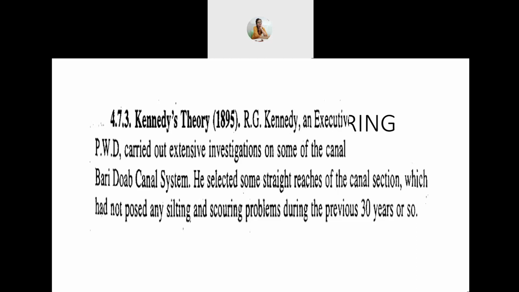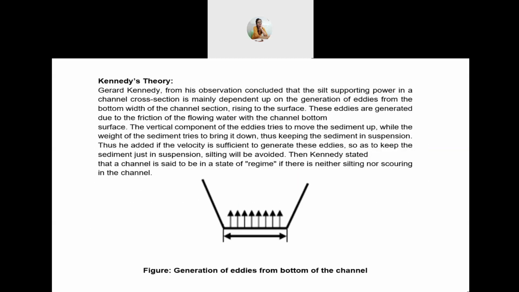He selected some straight reaches of the canal section which had not posed any silting and scouring problems during the previous 30 years or so. From his observation, Kennedy concluded that the silt supporting power in a channel cross-section is mainly dependent upon the generation of eddies from the bottom width of the channel section rising to the surface. That you can see in the figure.